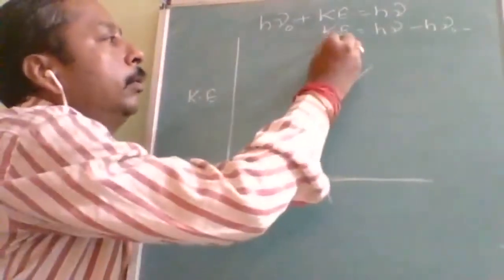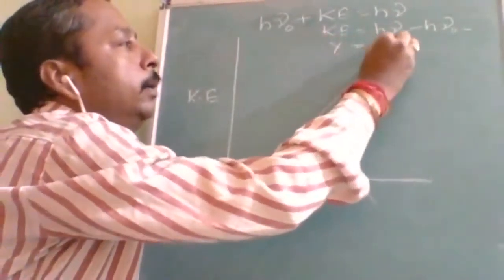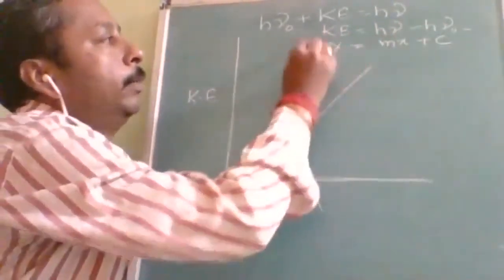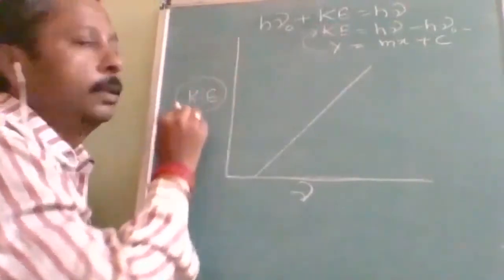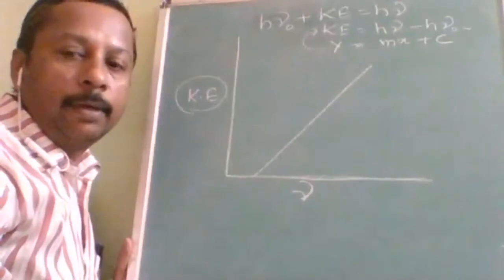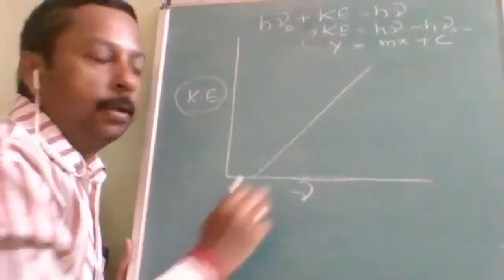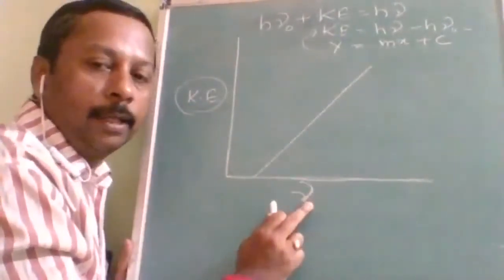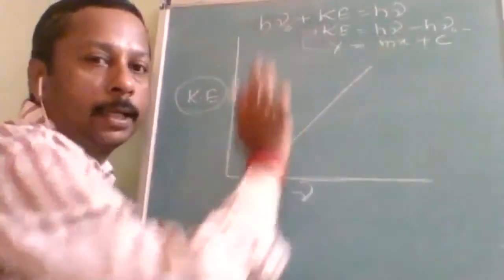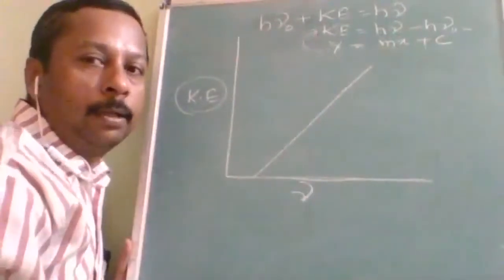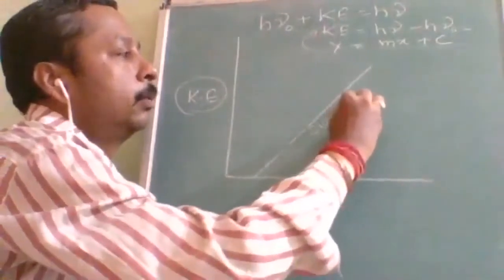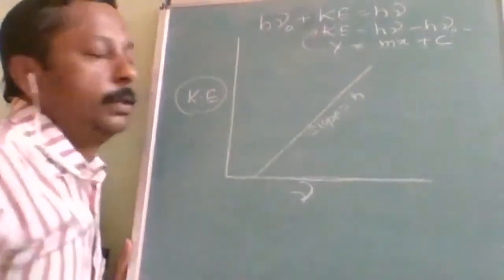Now when you compare it with y is equal to mx plus c, in place of y we write kinetic energy, which we have already written. Now here, what do we have to take? We have to take frequency. In the x place it is frequency and in the y place kinetic energy, as per the graph we have done. So the slope as per this is how much? h.